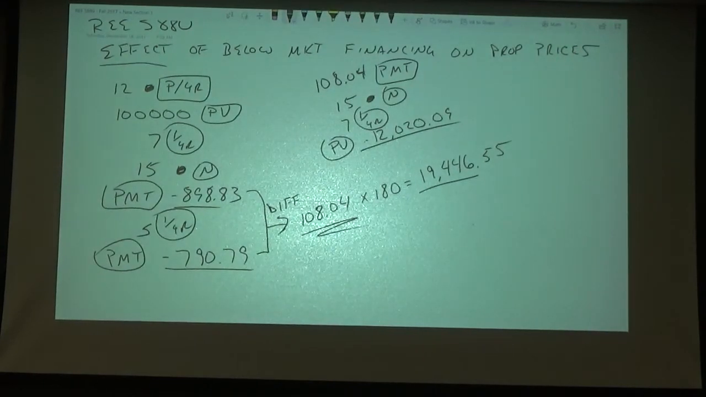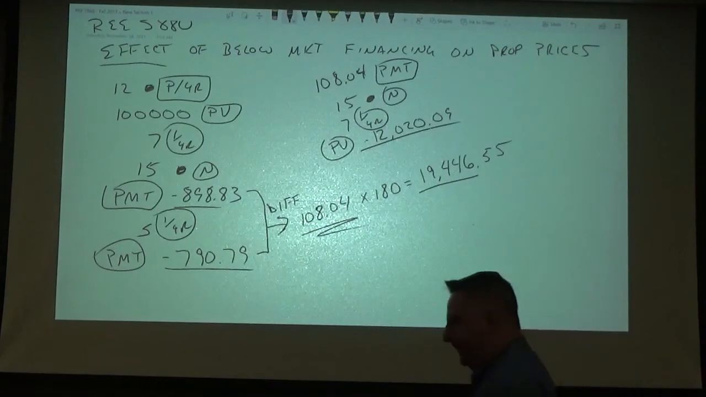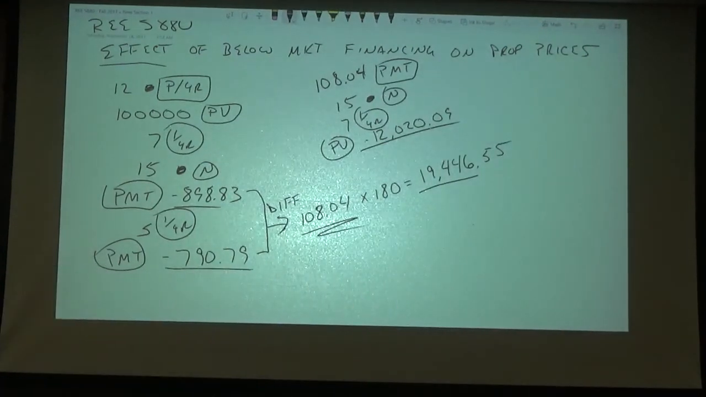Now, that doesn't mean that you're going to pay me the full $12,000. It could mean that you only pay me a fraction of that, or you don't pay me at all. But it's an issue of, what is the real value creation by virtue of getting that below market financing? We can use, instead of the 108 payment to solve for the 12,000, the 19,446 as a future value.